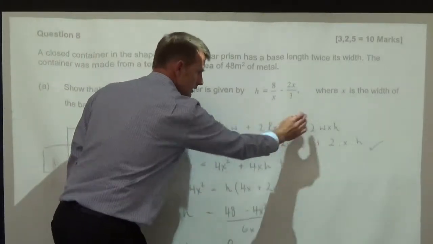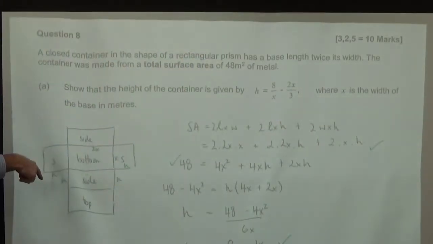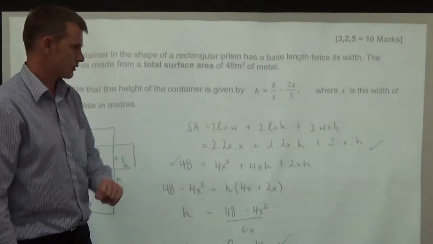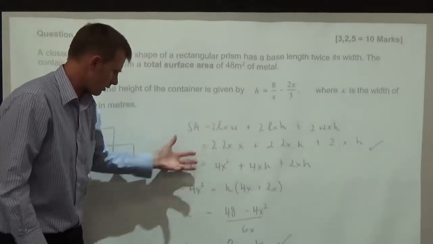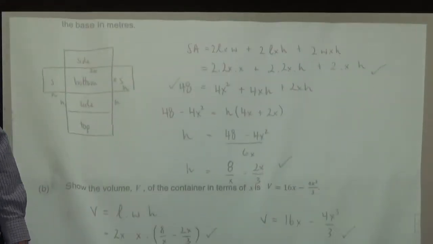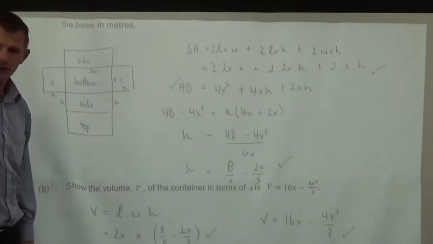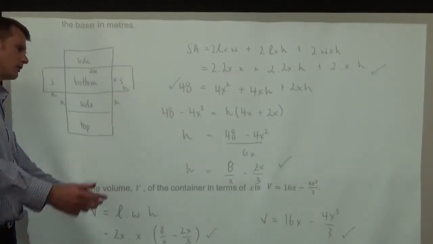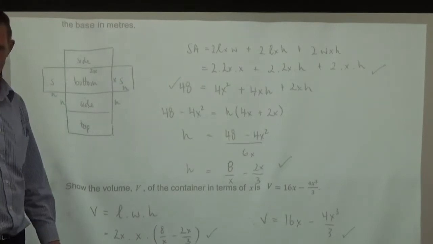Surface area, here's the 6 pieces of the shape. And then I just made a couple of substitutions. Instead of L, I wrote 2x. And a bit of number crunching, put the 48 in. It's a bit of work, but we get there. We knew what we were getting to anyway, because that was in the question. So you knew when you'd got to where you needed to be.